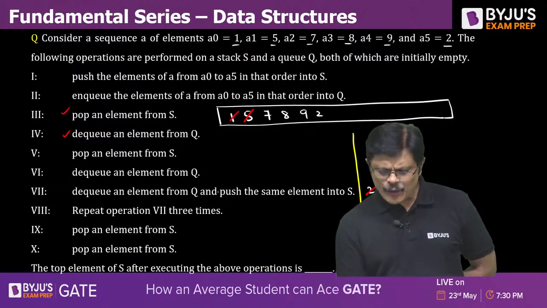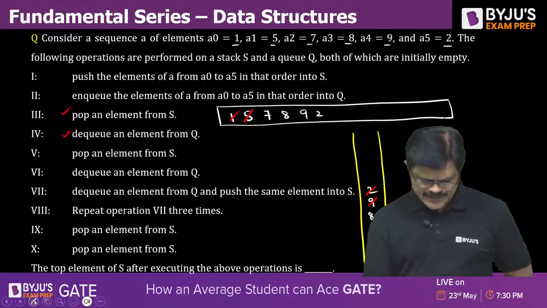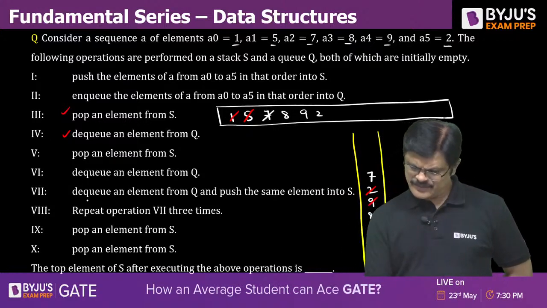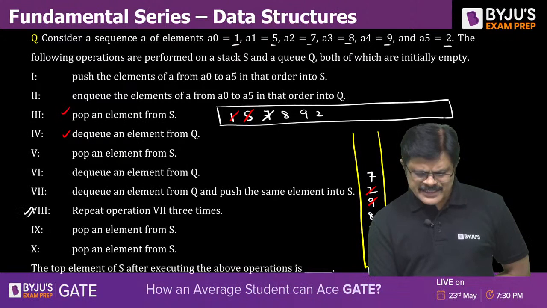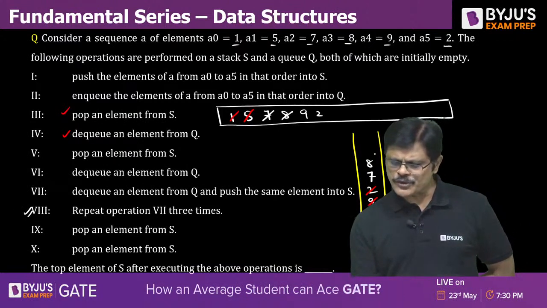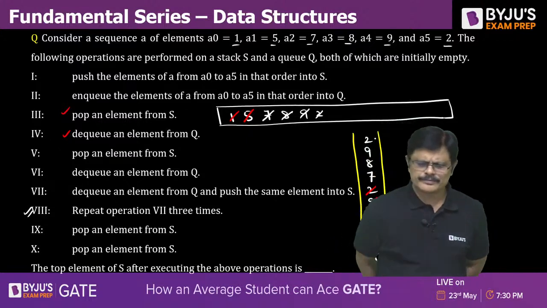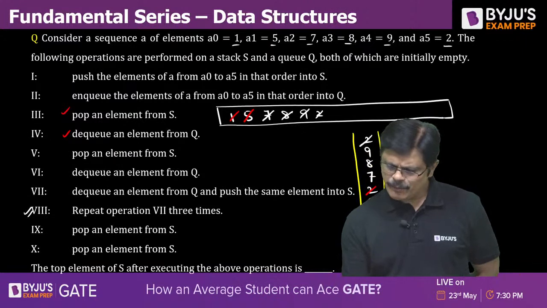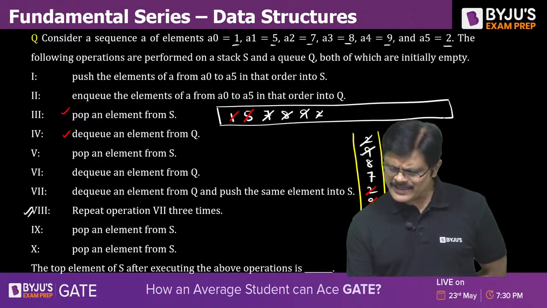Dequeue an element from Q and push the same element into S. So you have to dequeue an element and push it onto the stack. And you have to repeat this 3 times: dequeue, push, dequeue, push, dequeue, push. Okay, now pop an element from S, pop it.